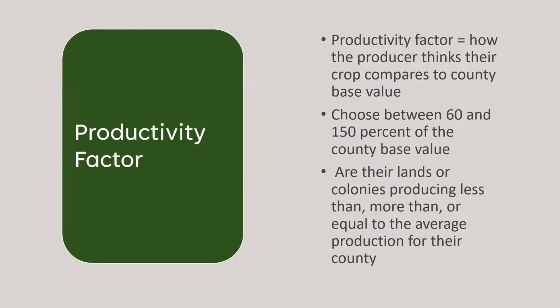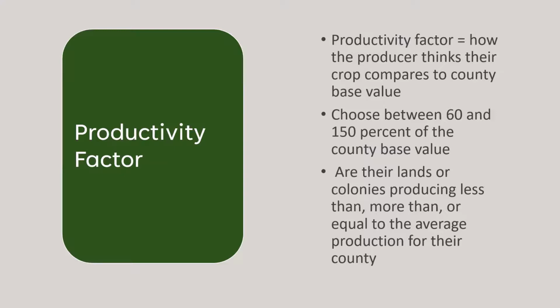And then the next component is the productivity factor. So the productivity factor is basically how the producer thinks their crop compares to the county base value. So they can choose between 60% of the county base value all the way up to 150% of the county base value. So basically they're asking, are the producers' lands or colonies producing less than, more than, or equal to the average production for their county?